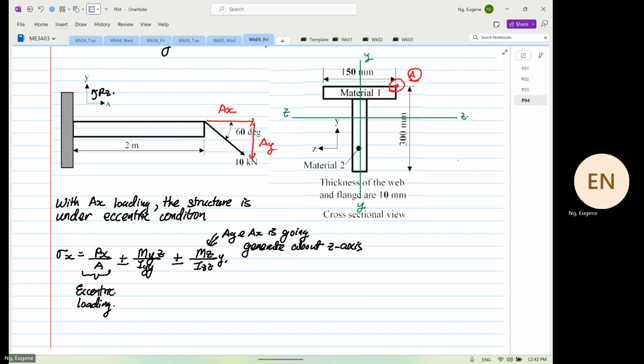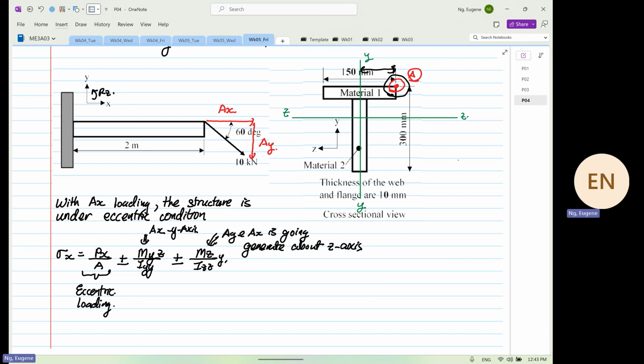Okay, right? Do we have moment about the Y-axis? Question again, do we have moment about Y? The answer is yes. Why? Because over here, do we have a perpendicular distance about Y? Yes or no? There is. So over here, AX will generate a moment about the Y-axis also.